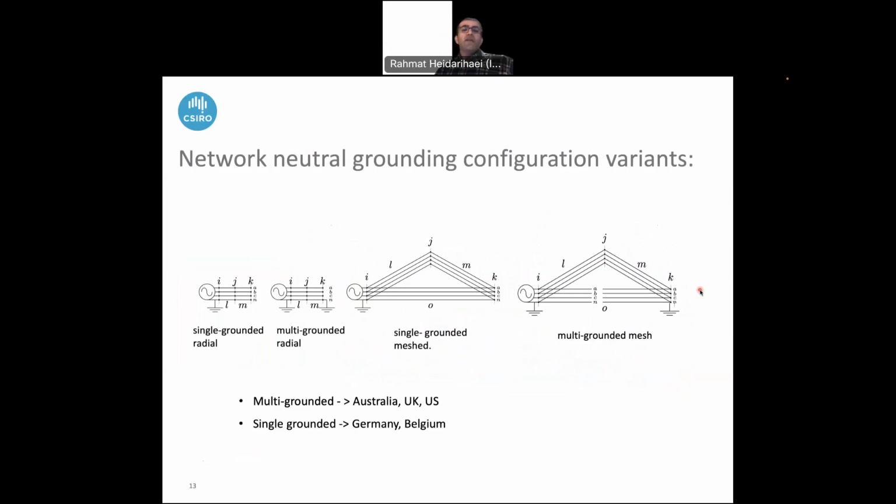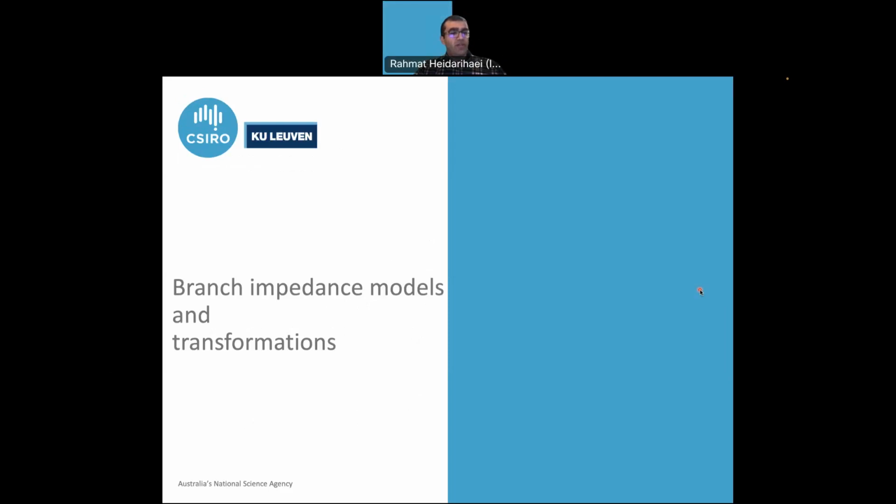Then there is network neutral grounding configuration variance. We have different types of networks, like radial or meshed, and the neutral can be grounded either at a single point or at multiple points in the network. For instance, in Australia, the UK, and the US, it's common to have multi-grounded networks, whereas in Germany and Belgium, it's common to have single-grounded networks. And they have an impact on the way you need to model a network.